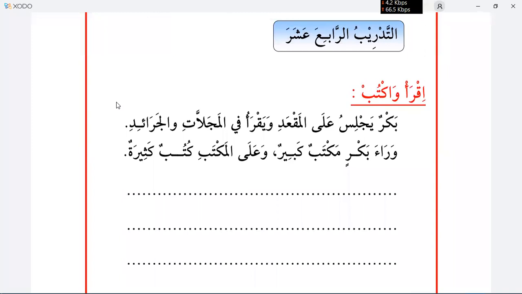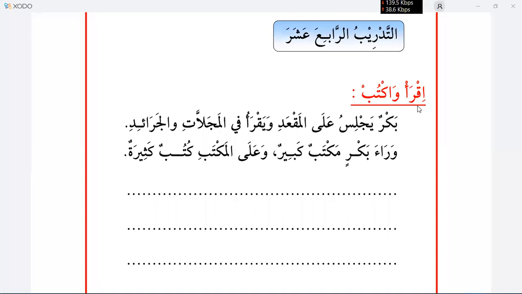Miss Sara. So you were asking about the plural, to make students. Yes, sir. To make Jama Muzakkar Salim, we just add a vowel and noun at the end. This is the masculine plural, Jama Muzakkar Salim, sir. Just a vowel and noun. Yes, only for Jama Muzakkar Salim, not for others. Okay, sir. And for Muannas? Inshallah, we'll study later.